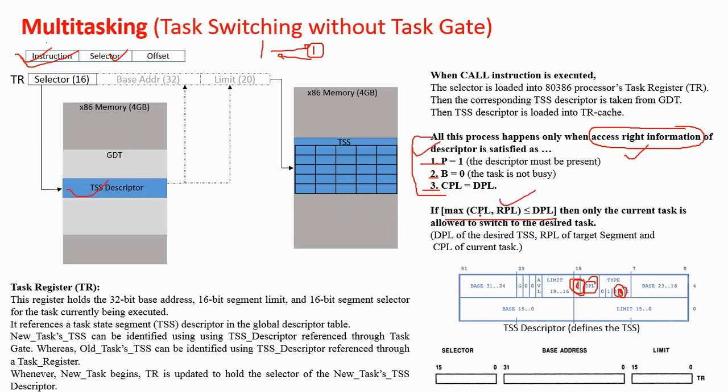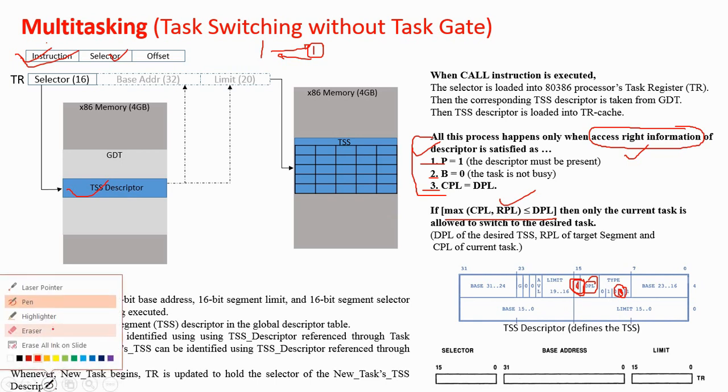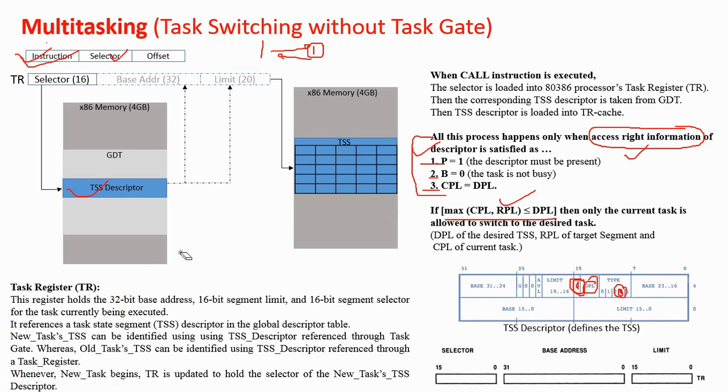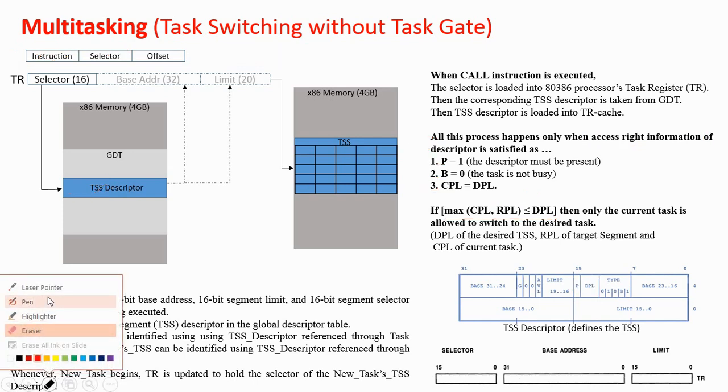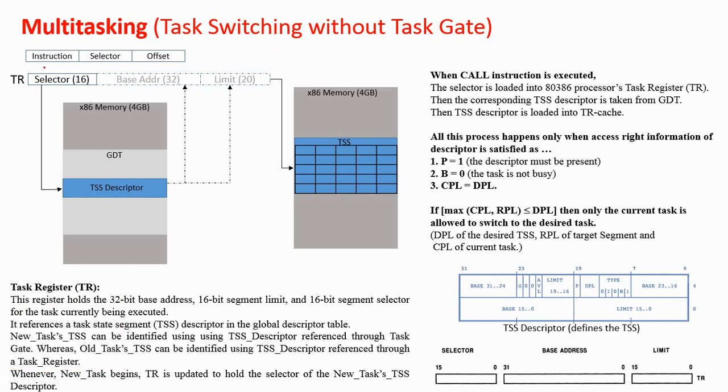Here CPL and RPL will be checked. So CPL, we all know that CPL resides in the invisible part of the CS register. It is associated with the instruction. So CPL will be checked against the RPL. RPL is there in the selector field. Okay, so it's of 2 bits. So RPL will be checked and CPL will be checked.